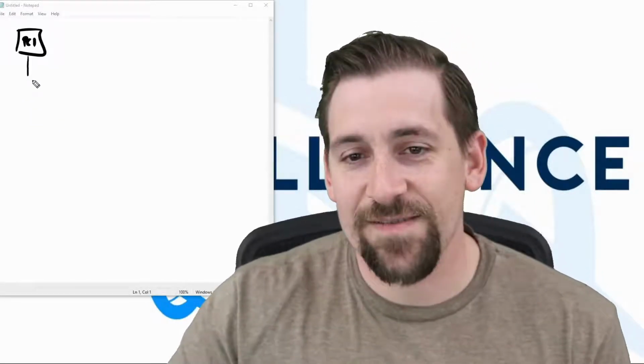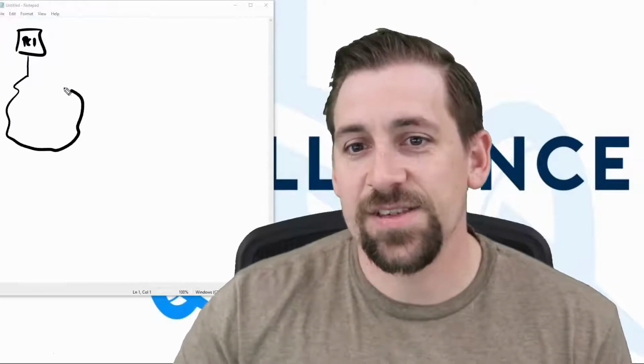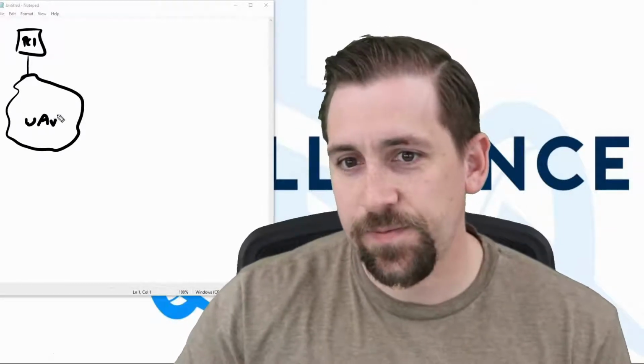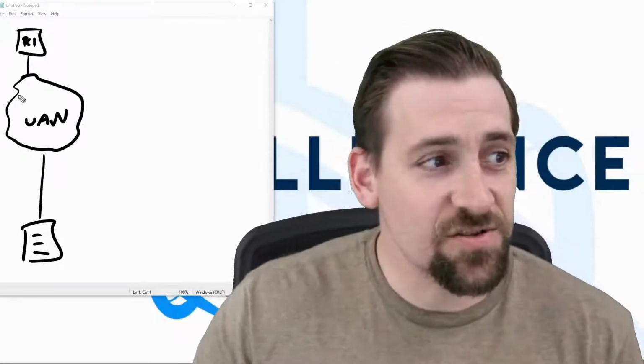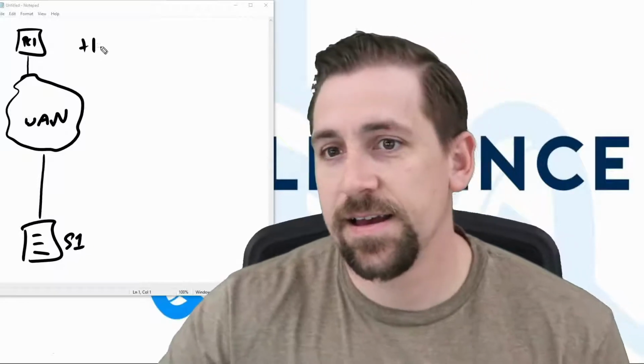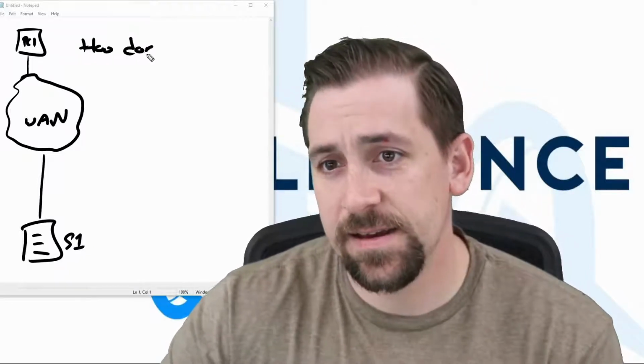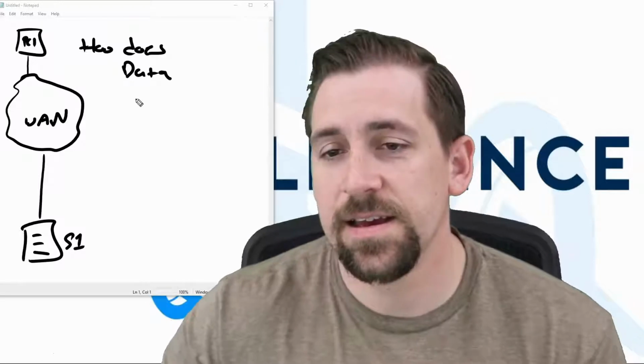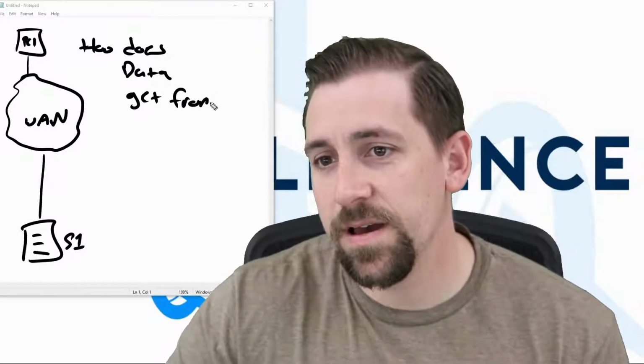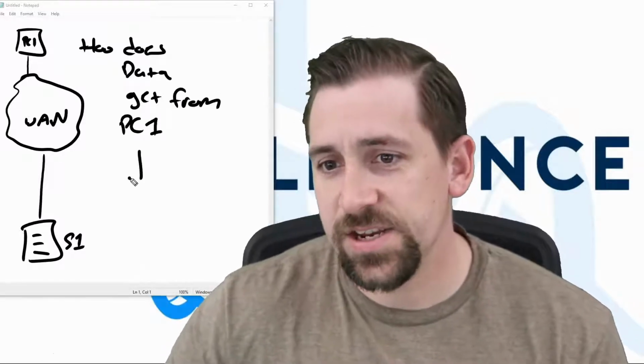In this scenario, I've got PC1 communicating to the internet, the WAN. And on the other side, I've got a web server, right? And so my question to you is, and this is something that's really important and will really help you fundamentally understand networking and the CCNA: how does data get from PC1 to server 1?